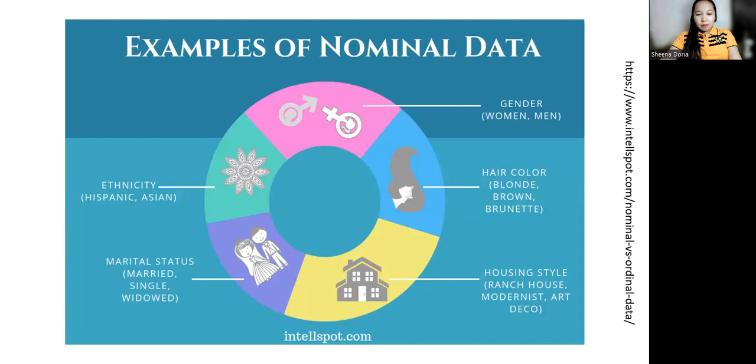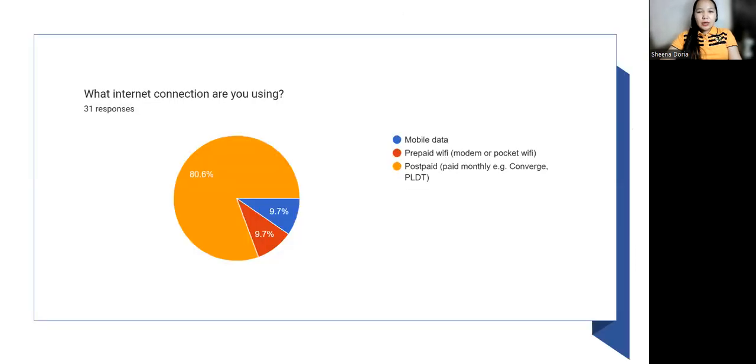So the examples are men and women, hair color, housing style, marital status, and ethnicity. So last time I let you answer the student directory. Most of them actually are nominal data or nominal level of measurement. So number one is the internet connection you're using right now. I asked you to choose from mobile data, prepaid Wi-Fi, and postpaid, and many of you answered postpaid. So I'm just categorizing. For example, I assign 1 to mobile data, 2 to prepaid Wi-Fi, and 3 to postpaid. These are just ways of categorizing or classifying.